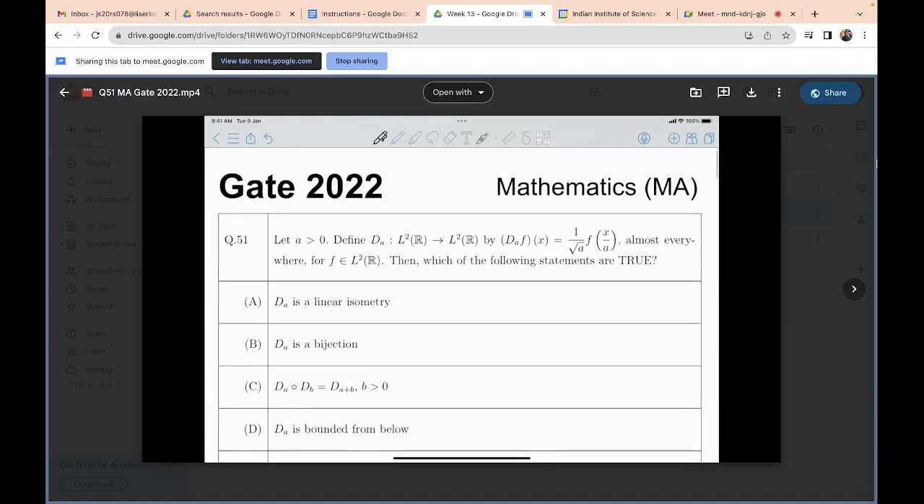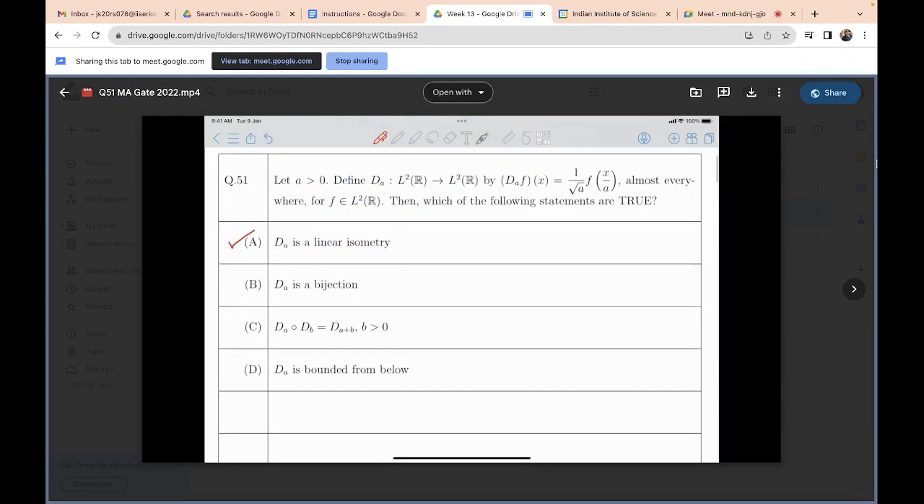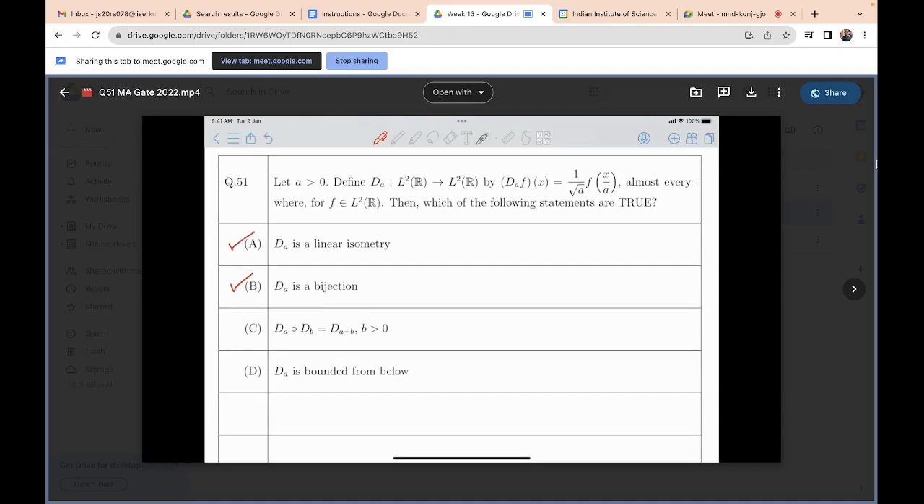So what have we got? Option number A, dA is a linear isometry, is correct. dA is a bijection, this is also correct. Option number C is not correct. dA is bounded from below, it's also correct. So A, B and D are correct. Okay.